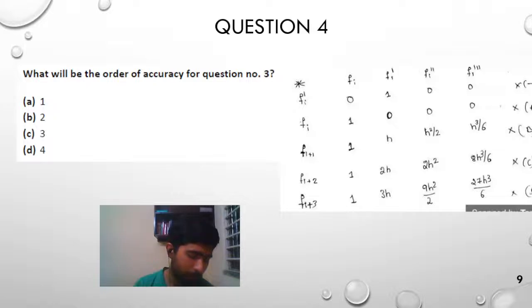Can we say for a skewed stencil, order of accuracy is equal to stencil size minus 1? Yes, I think so. That's a good comment, I would say. Yeah, you can. In most cases, I do not know where it will contradict. I'll let you know if there are some cases where it will contradict, but I think what you are telling should be correct.